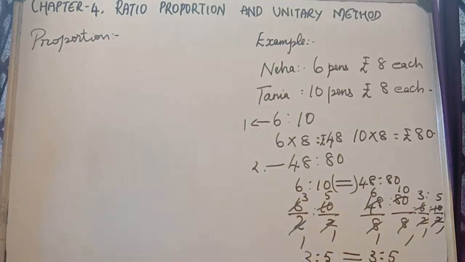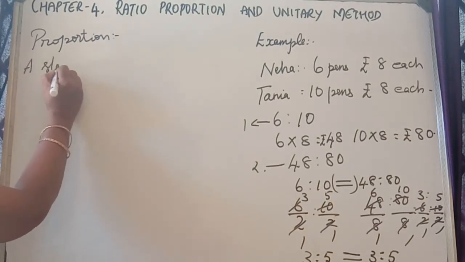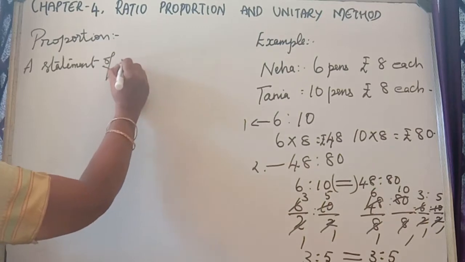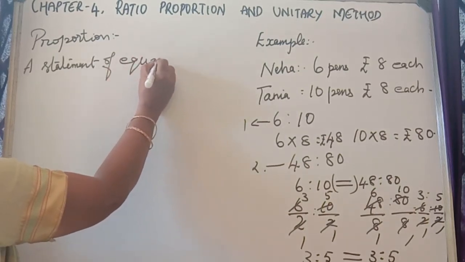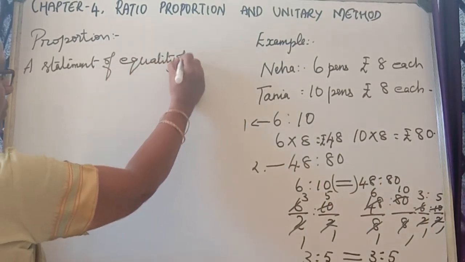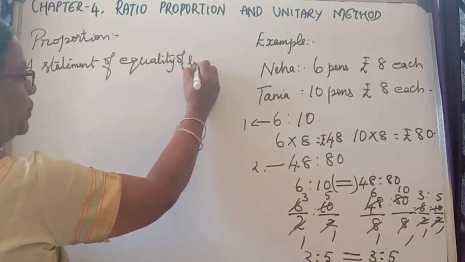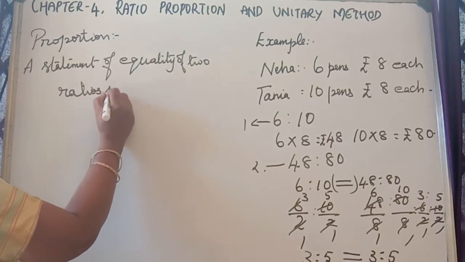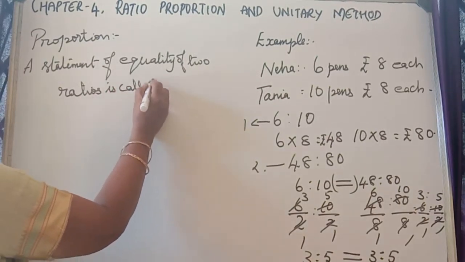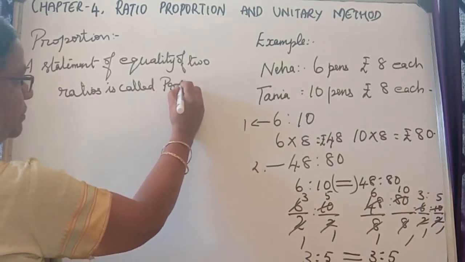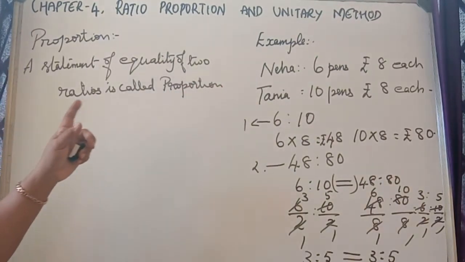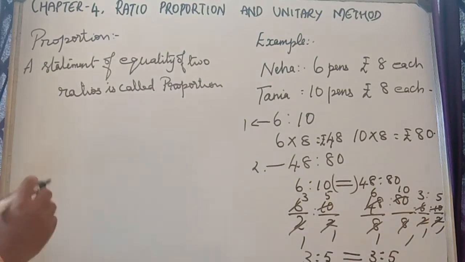What is the definition of proportion? A statement of equality of two ratios is called proportion. What is called proportion? A statement of equality of two ratios is called proportion.